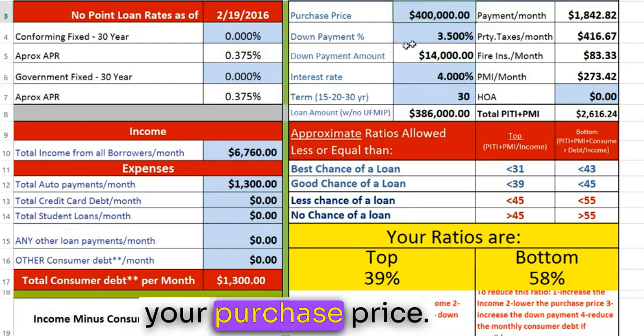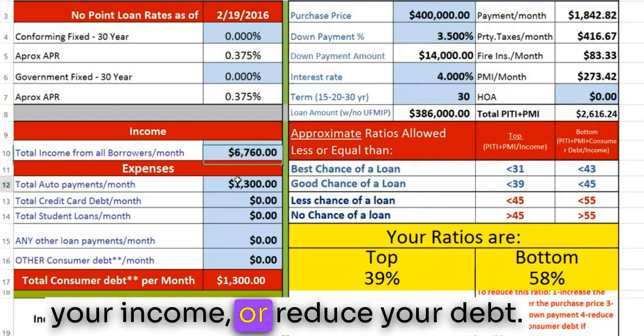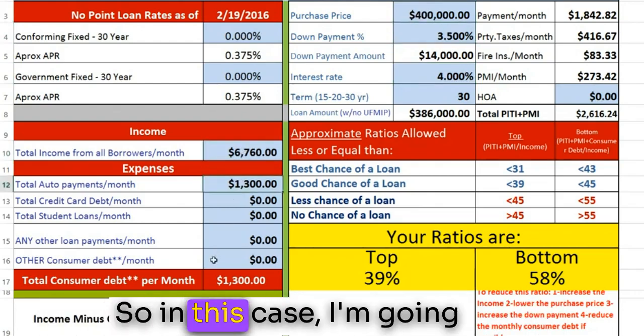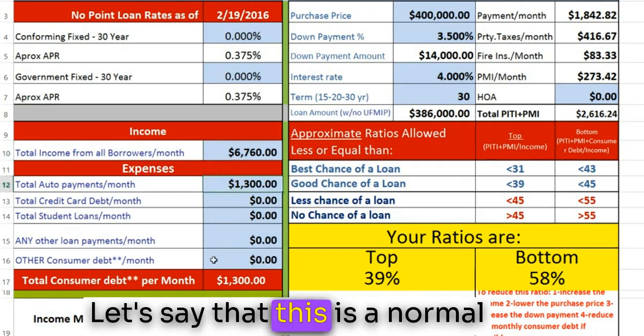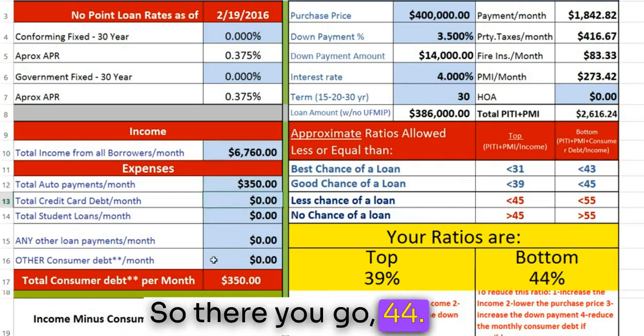So you need to lower your purchase price, increase your down payment, increase your income, or reduce your debt. So in this case, I'm going to reduce the debt. Let's say that this is a normal person, has a payment of $350. So there you go, 44.